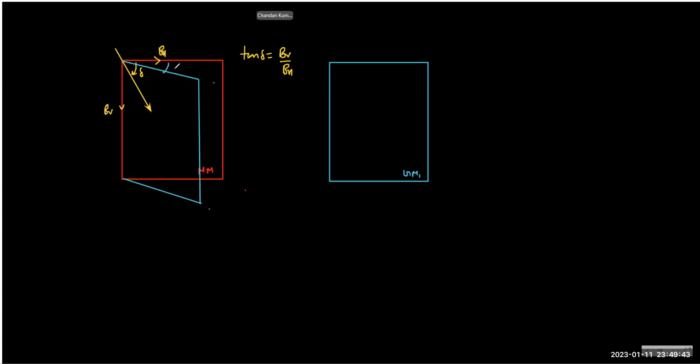I'm taking this angle as theta. This is the GM1. I'm taking the another plane, GM2, and this makes an angle 90 minus theta. So can we say the GM1 and GM2 are complementary planes corresponding to the magnetic meridian?